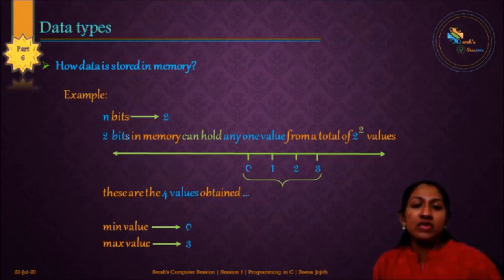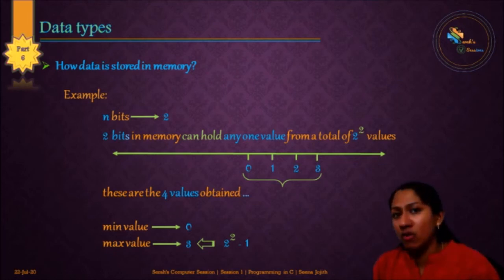So from these two values, how will you obtain the value 3, the maximum limit? It is 2 raised to 2 minus 1. 2 raised to 2 is 4. 4 minus 1, you get 3.